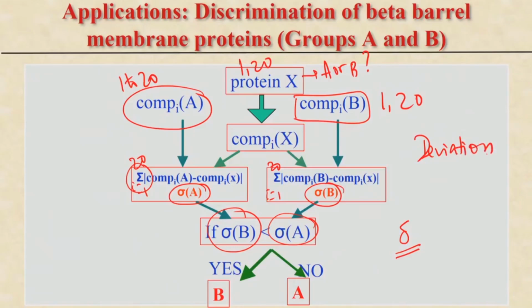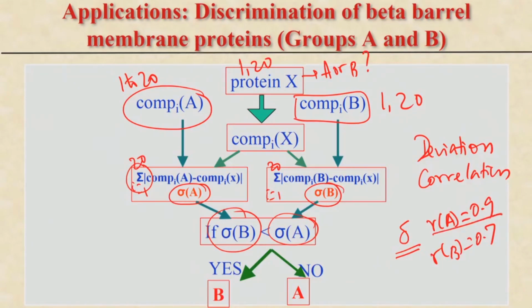Here you use deviation, we can also use the correlation. We have 20 numbers here, 20 numbers here, right. You can get the correlation with A. Likewise, you can get the correlation with B, right. Then which one do you need to select? If it belongs to A, the correlation will be higher, right. If the correlation R with A is 0.9 and R with B is 0.7, then the protein belongs to A, right. So, you can use correlation, you can use the deviation, and you can use any error functions and so on.